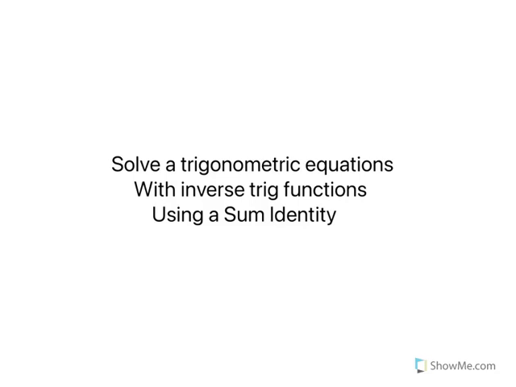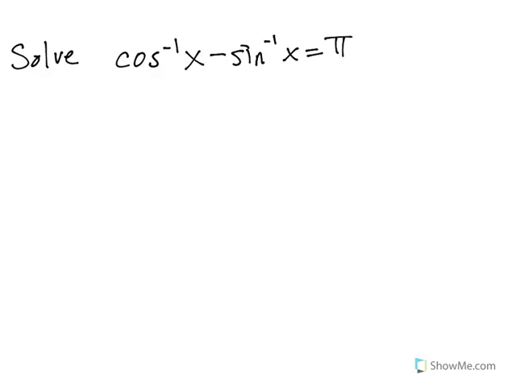Let's solve a trigonometric equation with inverse trig functions using a sum identity. So we're going to solve the inverse cosine of x minus the inverse sine of x equals pi. This has some steps and a little bit of confusion in it, so listen carefully and let's work through it.